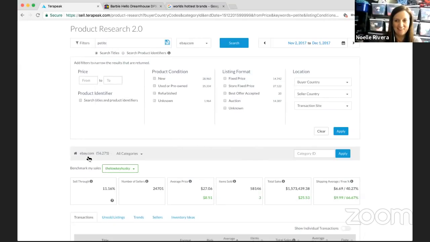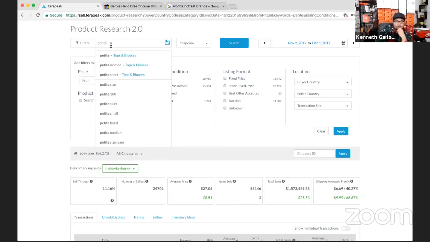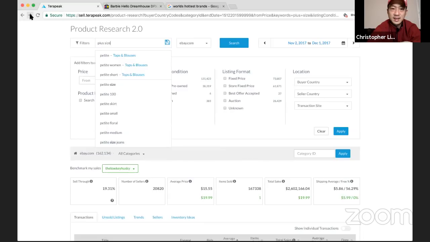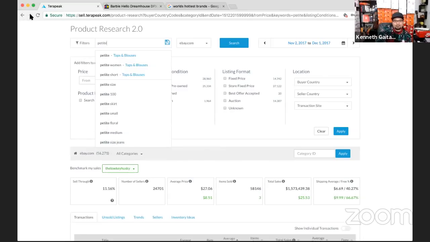Okay. So for short, it's strong. 27 ASV. It's stronger than plus size. We have to pay more. Yeah, 27 ASV, that's not bad. The sell-through rate's horrible, though. 11% sell through. What's the other one?